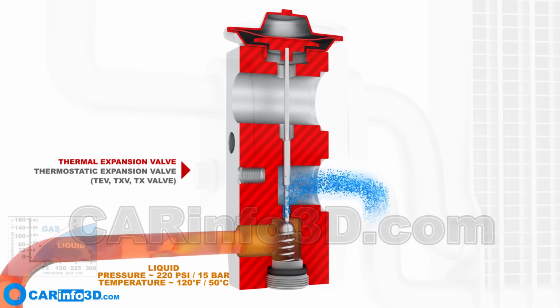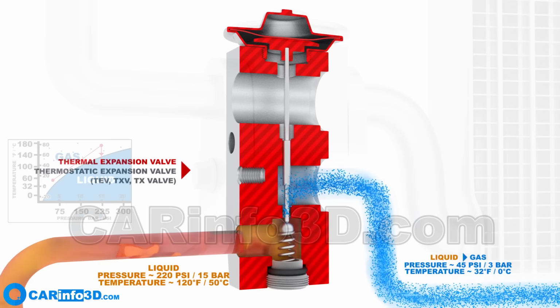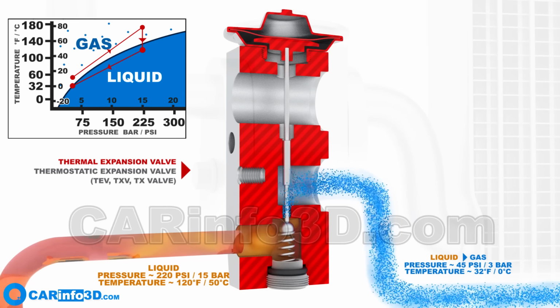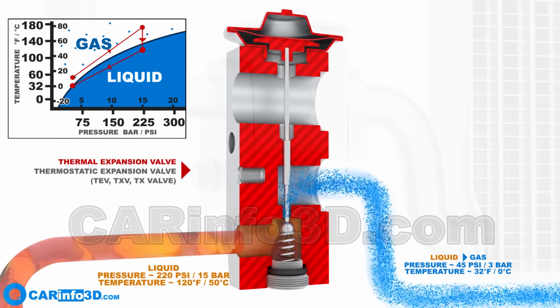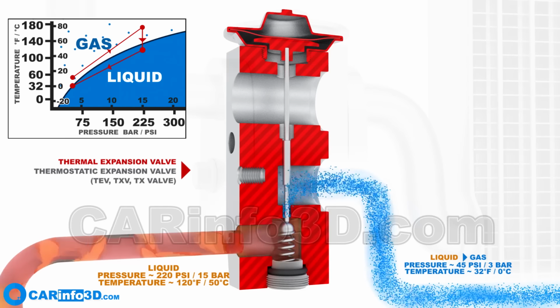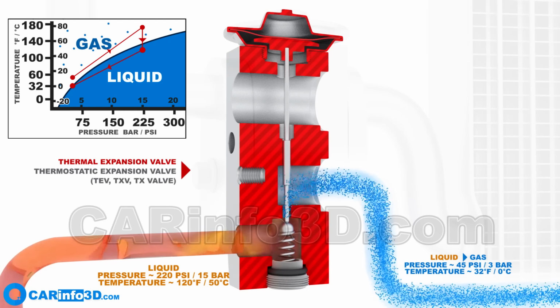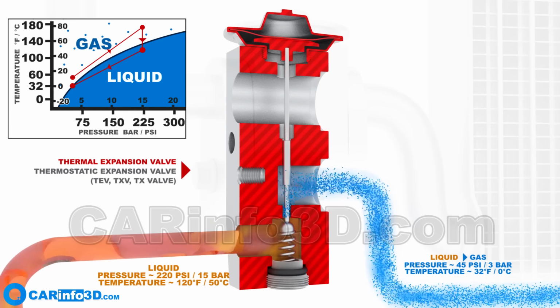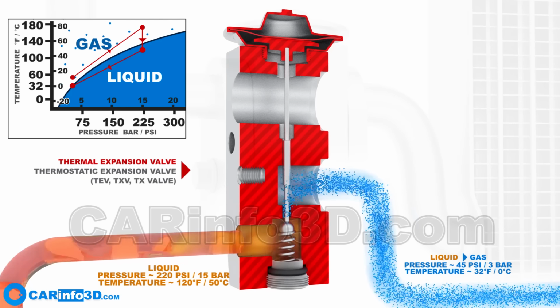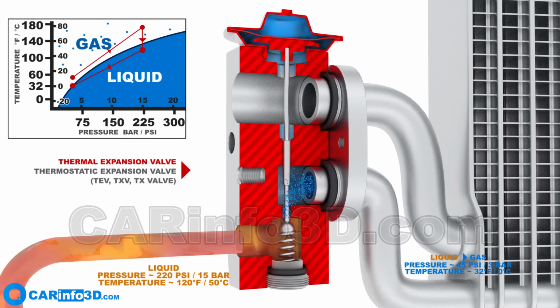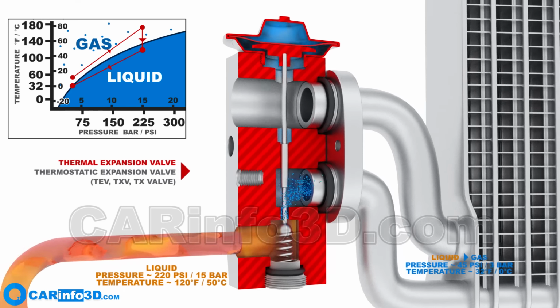Due to the small cross-sectional area, there is a pressure drop from 220 to 45 psi. At this pressure, the refrigerant boils and changes from liquid to gaseous state. The refrigerant temperature rapidly lowers to its boiling point at this pressure. The process of refrigerant boiling occurs during its passage through the evaporator.